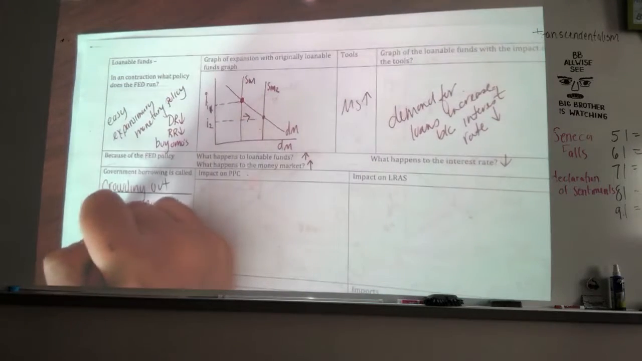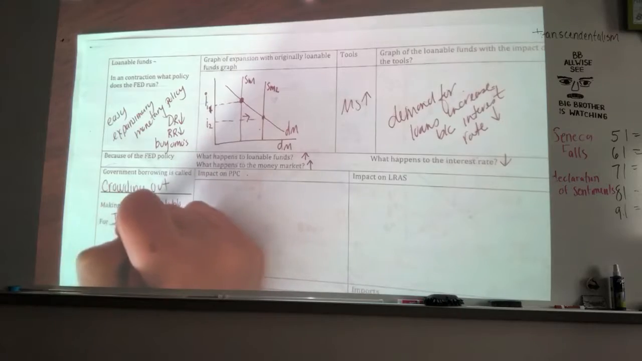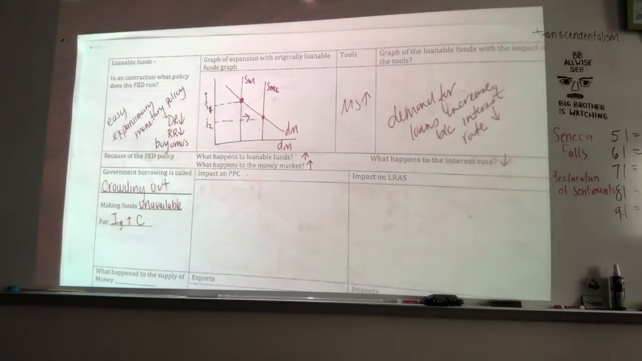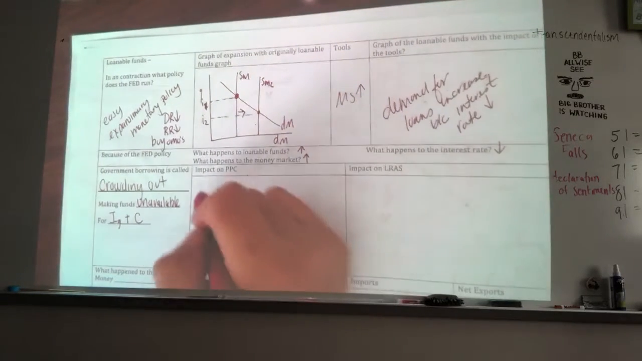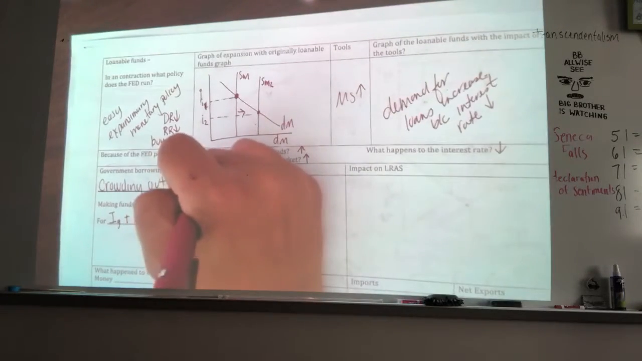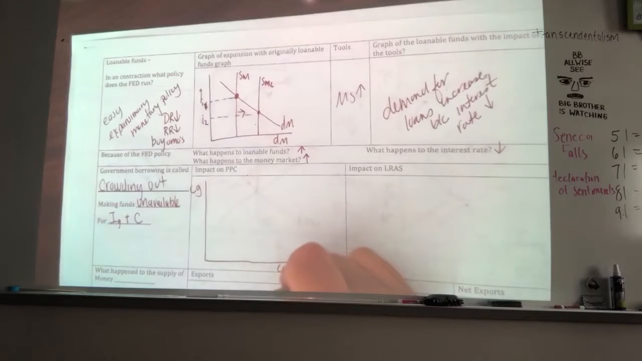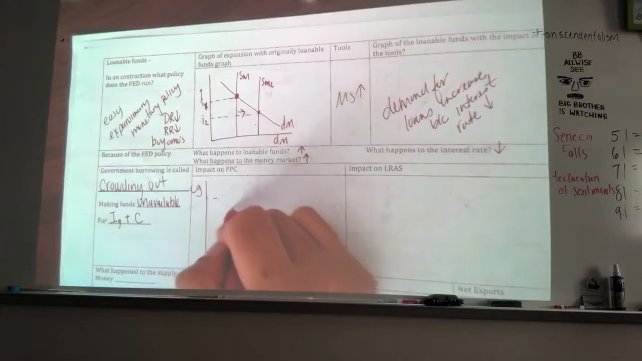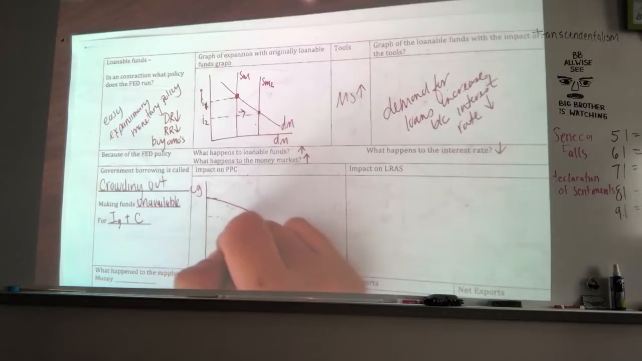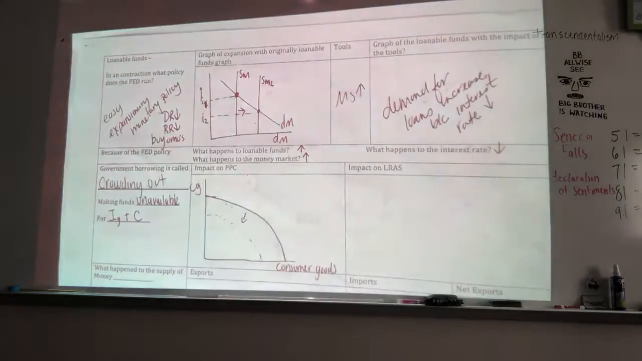For I, N, C, do y'all remember what I, N, C is? Businesses, okay. So then, if I were to graph the impact on the PPC, I'm just going to say capital goods, consumer goods. If the government is borrowing, what happens to my PPC? It goes in. Do y'all see how these are the direct opposites of what we did on one chart is the opposite of what we do on the other?